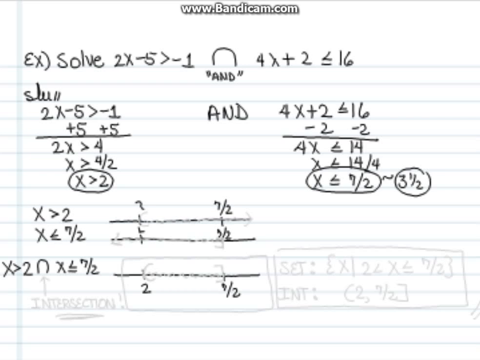And now we shade for the first set everything that's greater than 2, and do not include the 2, put a round bracket. For the second set, we're going to shade everything less than 7 halves and include the 7 halves because there's an equal portion, put a boxy bracket. Now, intersection, think about it again. To be in the intersection, you must live simultaneously in both of the above sets.